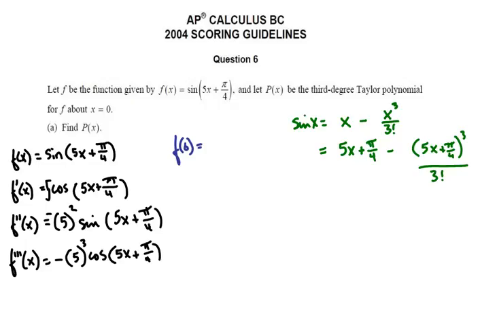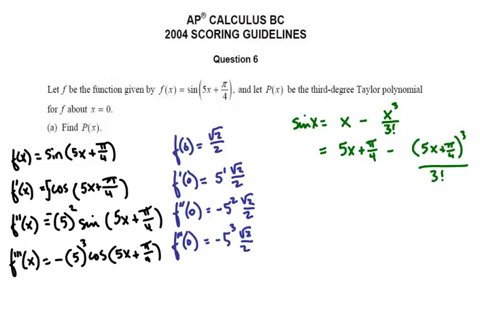Well, f of 0 would just be sine of pi over 4, which is root 2 over 2. f prime of 0 would be cosine of pi over 4, which is also root 2 over 2, times 5. The second derivative evaluated at 0 would be negative 5 squared times root 2 over 2. And finally, the third derivative would be negative 5 cubed times root 2 over 2. So these are the derivatives.